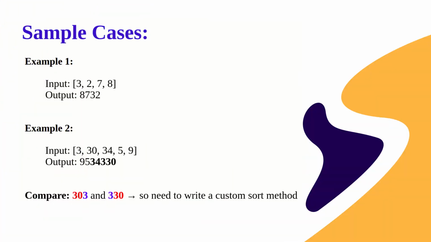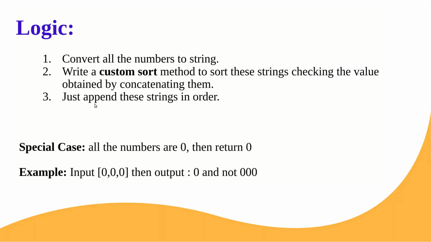How do we understand whether 303 or 330 is greater? Because we know the actual values, right? But how will the compiler get this? When we write the custom sort method, we need to provide the logic for which should be taken as the greater number. This is the most important step, the second step. And finally, just append these strings in decreasing order and output the string. This will give us the largest number that can be formed using these numbers.